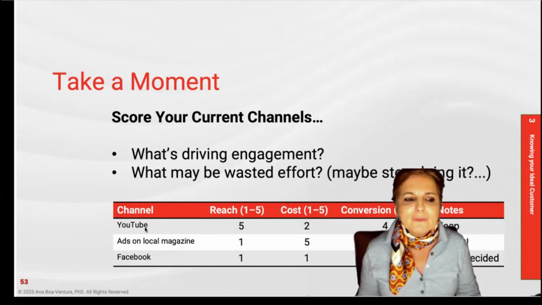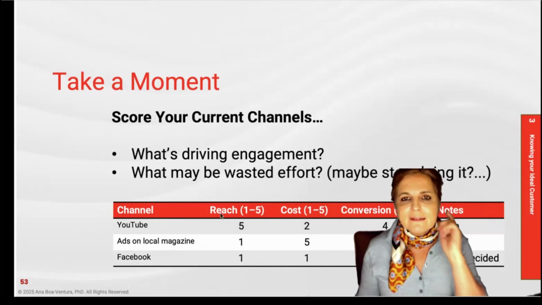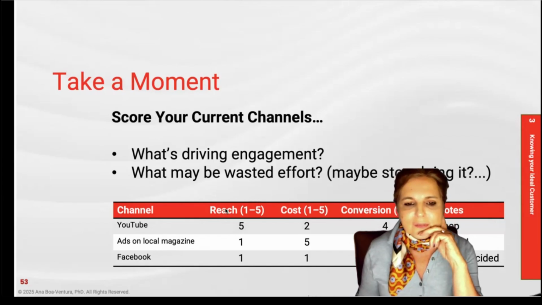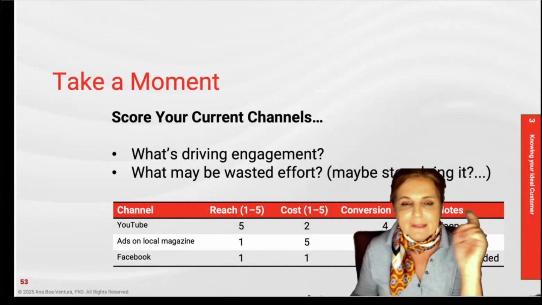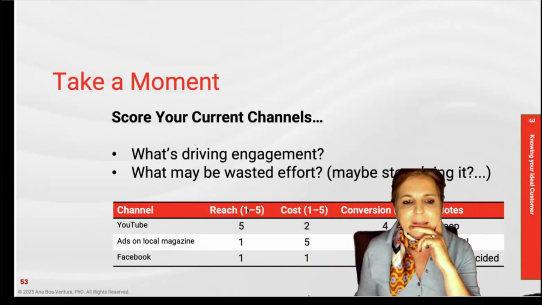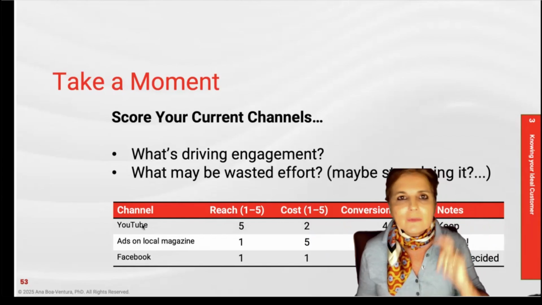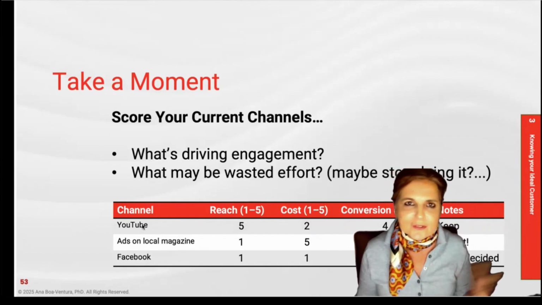Okay, so we were talking about YouTube, ads on local magazine and Facebook, and you can actually score these things in terms of 1 to 5 or 1 to 10. We're adopting 1 to 5 here in terms of the reach, the cost, and the conversion. So YouTube, if it's working really well for your business, as we were saying a couple of slides ago, then you would have a reach of 5.